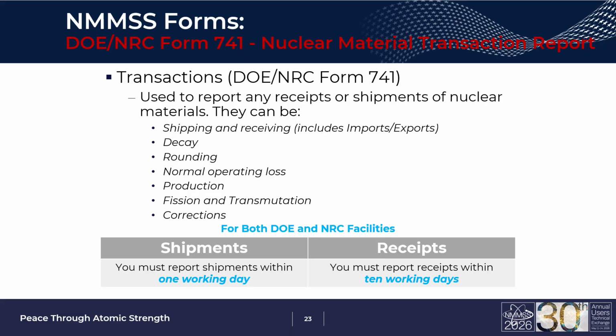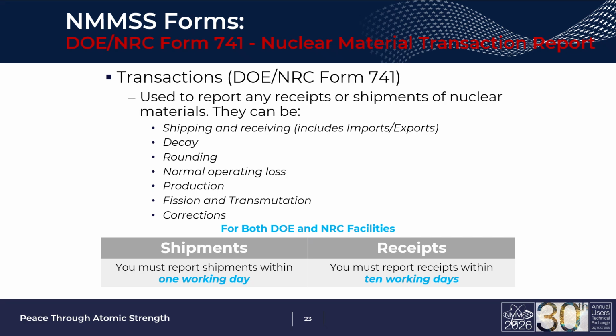DOE and NNSA sites and NRC licensee facilities report transaction activity to NMMS based on the same criteria mentioned earlier when determining who is required to reconcile with NMMS. This activity involves shipments, receipts, or internal facility inventory changes of nuclear material involving a facility, such as nuclear production, fission and transmutation, decay, and rounding bias.